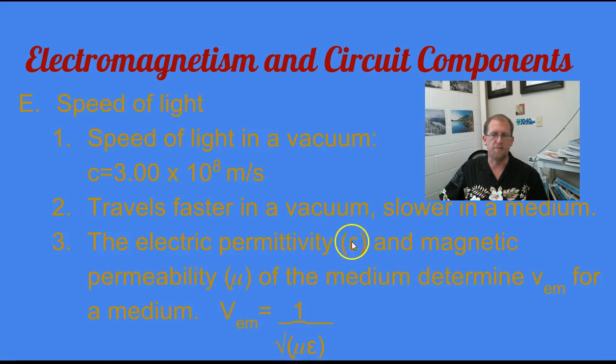So epsilon is the Greek letter E. You can think about that for electricity. Mu is the Greek letter M, so magnetism. It helps you think about it that way. So the square root of the product of mu times epsilon, and then that turns into a reciprocal. 1 divided by that gives you the velocity of electromagnetic radiation in a medium.